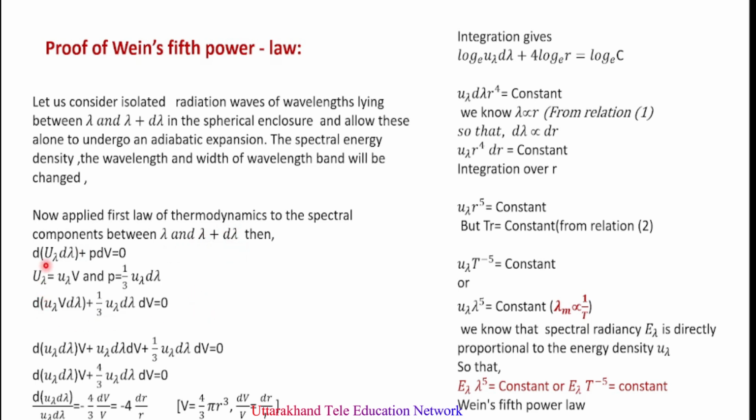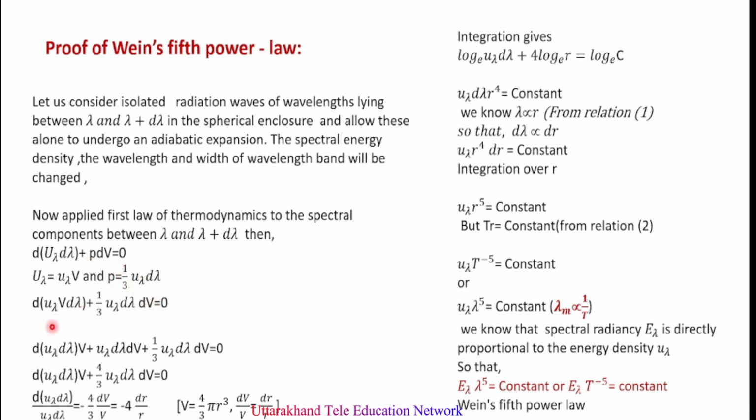Now again we know that the total energy of the radiation will be the energy density multiplied by the volume, u_lambda into V, and also you know that the pressure of radiation will be 1/3 of the energy density, so 1/3 u_lambda d lambda. Now put this value in the above equation, so we can write d(u_lambda V d lambda). In place of capital U we write small u_lambda V d lambda, and 1/3 here; in place of P we write 1/3 u_lambda d lambda into dV.